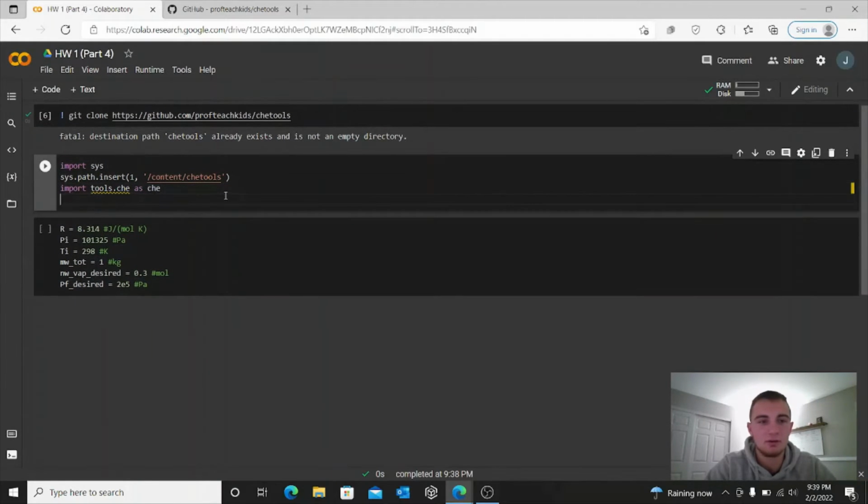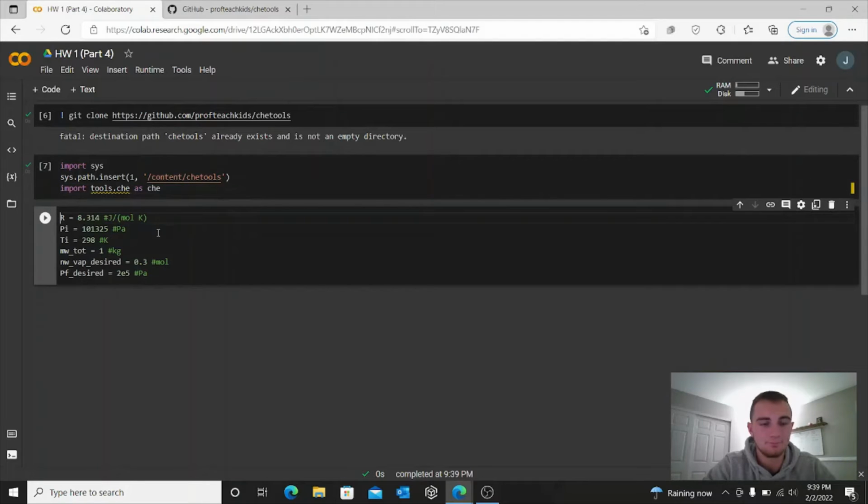So I'll go ahead and press Shift Enter here. And now what I have here is I have already entered in the data that we have been given for this problem. So I have the ideal gas constant R, the initial pressure, the initial temperature, the mass of the total water, the number of moles of water in the vapor phase, and the final pressure.